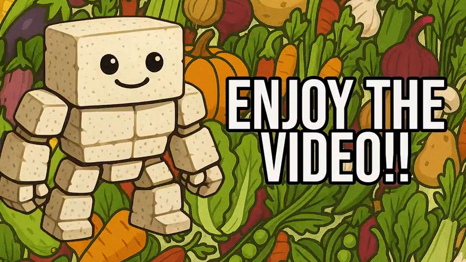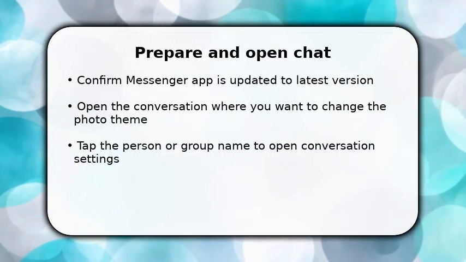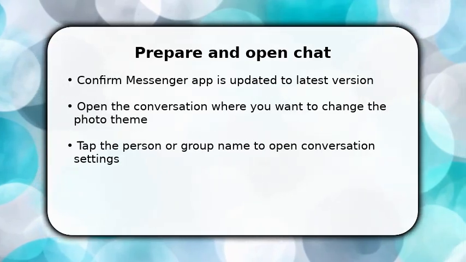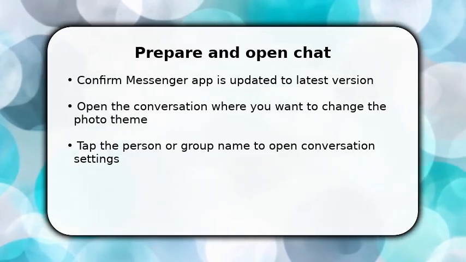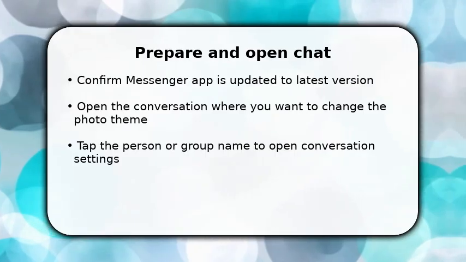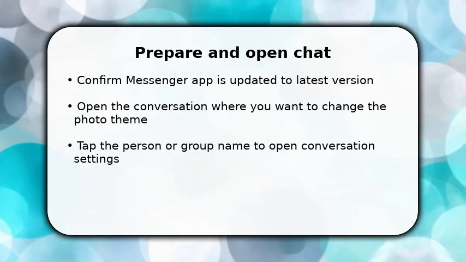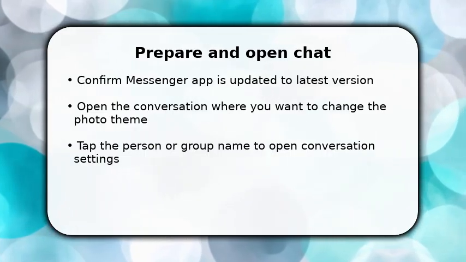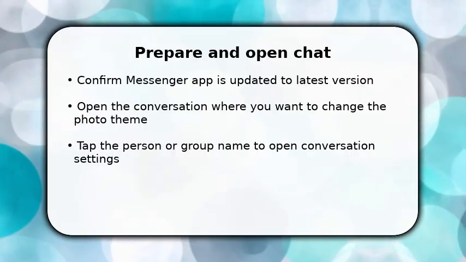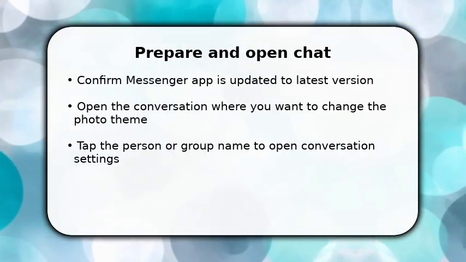Please enjoy the video. You start by ensuring the Messenger app is updated and that you're signed into the right account. This avoids missing features. Open the chat whose photo theme you want to change, then tap the name header to reveal settings. Once done, look for the Theme or Customize section. It's where photo options live.